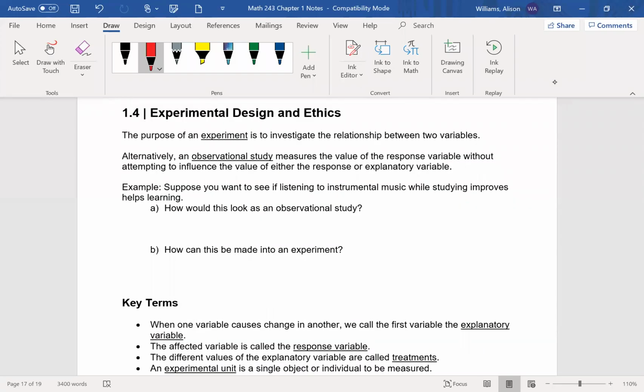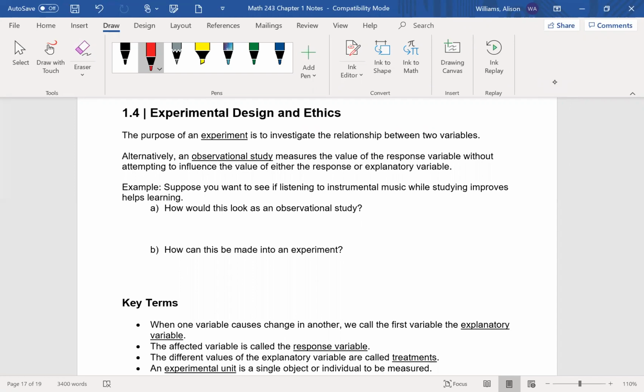In this video, we're going to talk about experimental design, and we'll do ethics in a different video. So, talking about an experiment is investigating the relationship between two variables. Now, there's kind of two ways of doing this. There's an experiment, and then there's what's called an observational study.